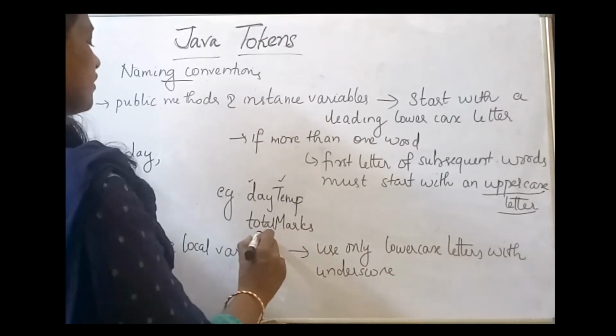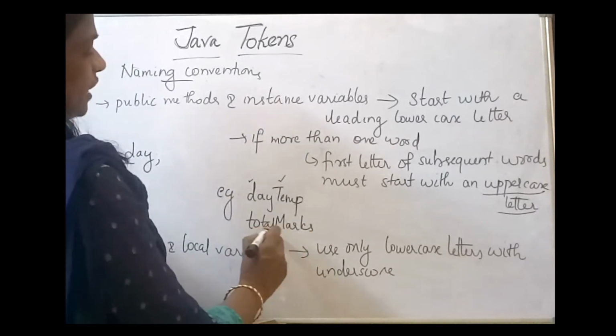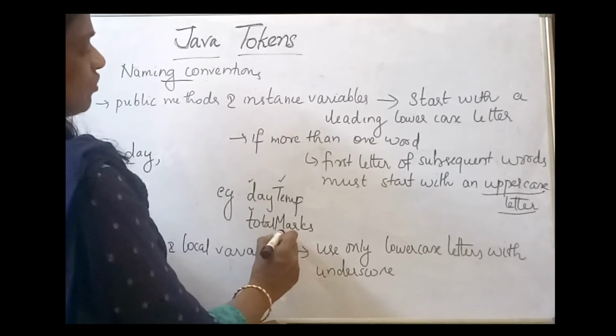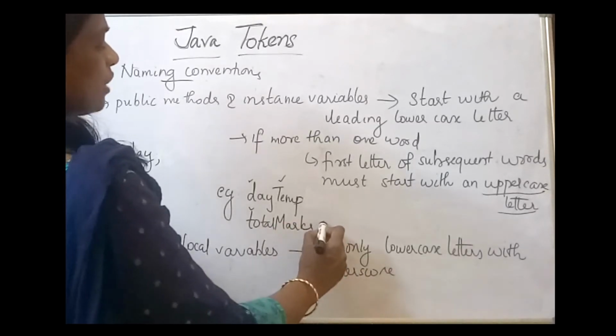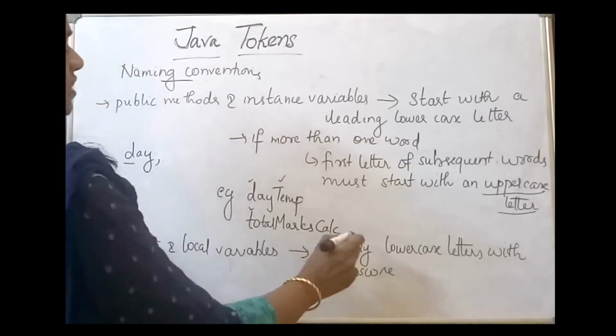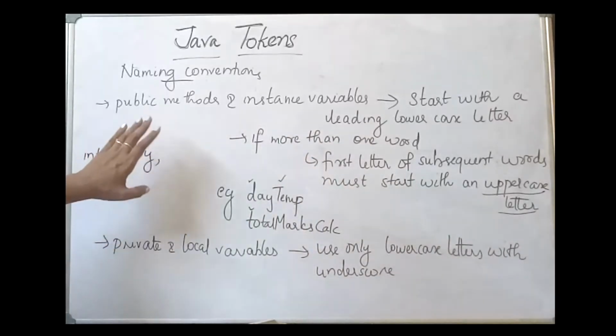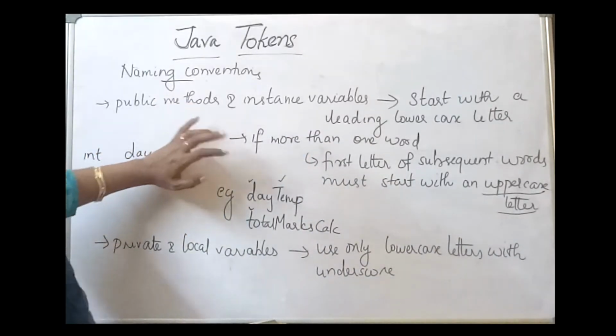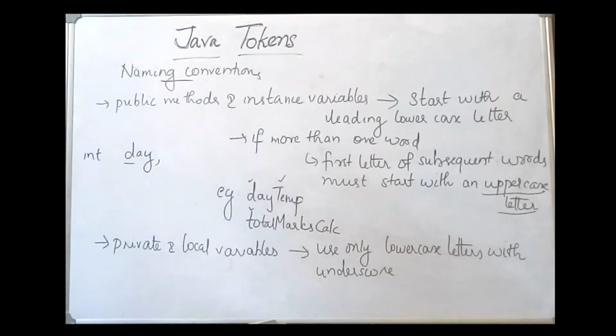Okay, then another example, total marks: total, T small letter, next word M capital. If there is also calculated, then C capital, and it goes on like this. So that is the naming convention recommended for public methods and instance variables.